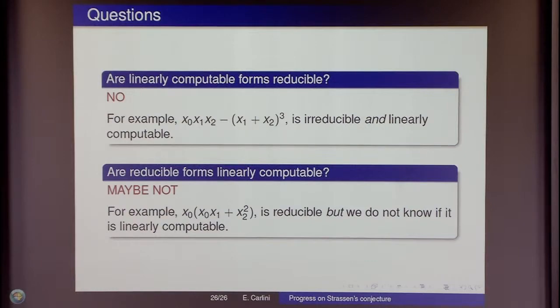Very likely you have many examples, but I was looking for an example that was easily explained in some sense, and there is some geometry explaining it. For example, the smallest one, which I think we can show is not linearly computable, is the following.